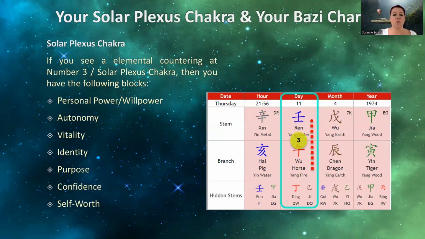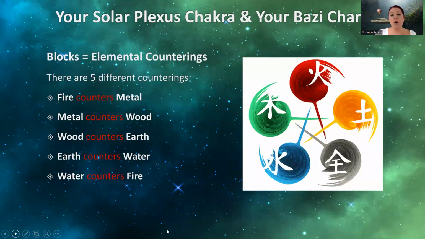Now, how do you see whether or not we have a block there? It's fairly straightforward. Take note of the element that you have on top and the element that you have at the bottom. As mentioned here, it's water and fire. That's all you need to know. A block occurs when there is an elemental countering. For example, fire and metal are a countering relationship. Metal and wood are a countering relationship. Wood and earth, earth and water, and water and fire. There are only 5 elemental counterings possible.